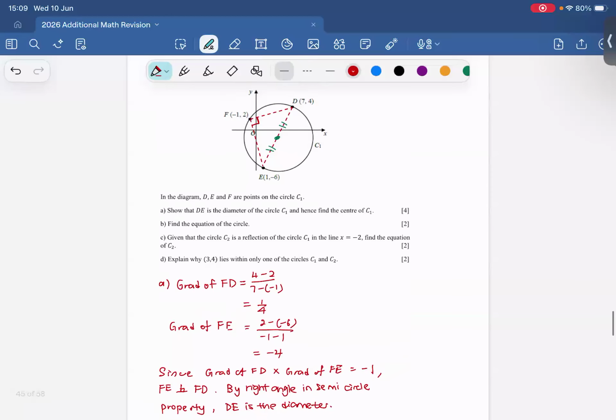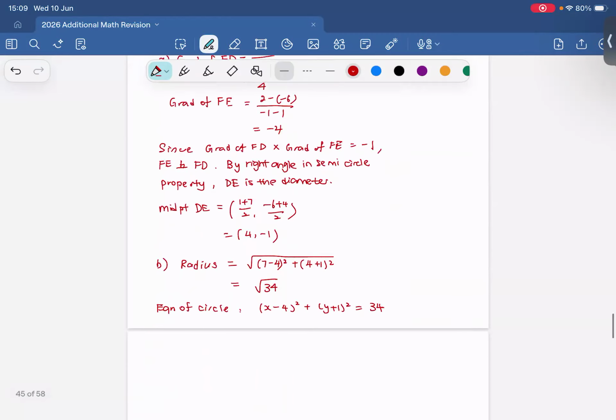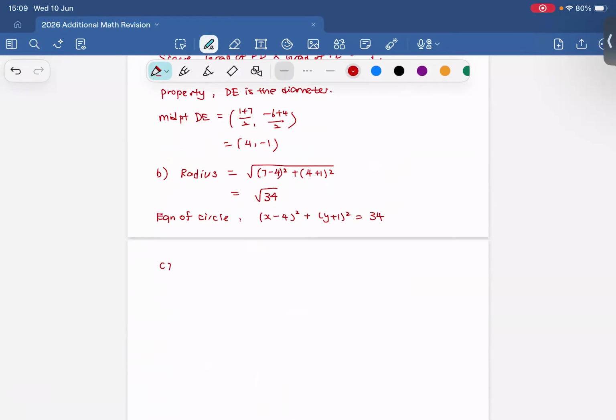Okay, to find the reflection of C2 about the line x equals -2, we just need to look at the center and the line. So x equals -2 is this line. What is the center of our circle? Our center of the circle is (4, -1).